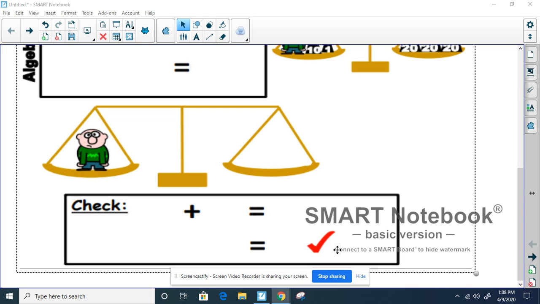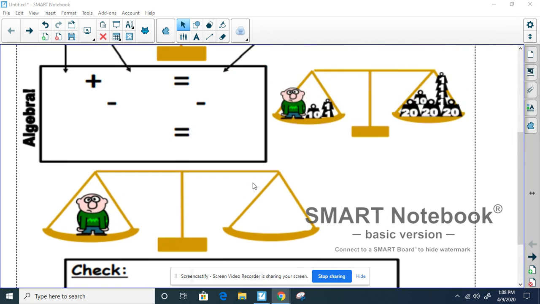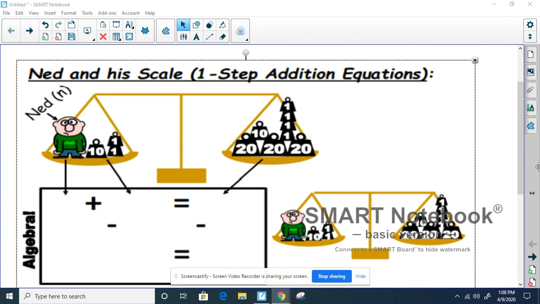Hi, kiddos. All right, so today what we are going to work on is how to solve addition equations. So we're going to talk today about Ned and his scale.